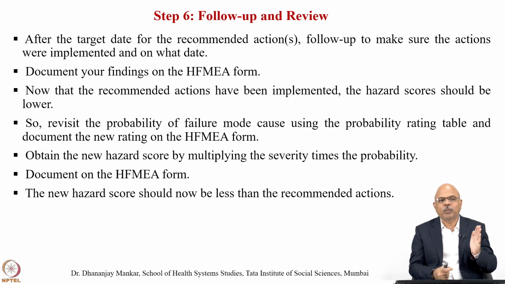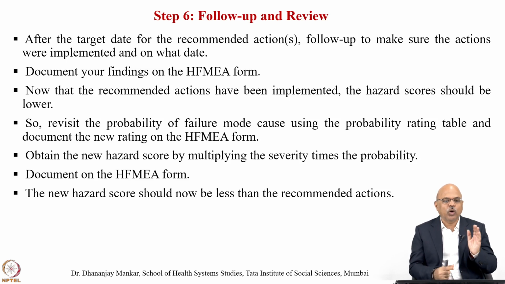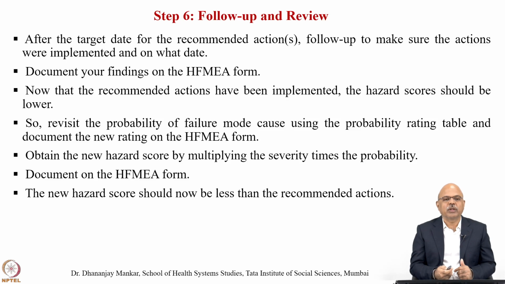In step 6, follow up and review. You have to think, plan, and go ahead with the recommendations given by the team. Documentation of your findings is very important, and it comes from the HFMEA form. When the recommendations are in action, they have to be implemented. The hazard score should be lowered, and the probability of the failure mode cause needs to be studied. Obtain the new hazard score by multiplying the severity times the probability, and document it on the HFMEA form. The new hazard score should now be less than before the recommended actions, showing reduction and improvement.